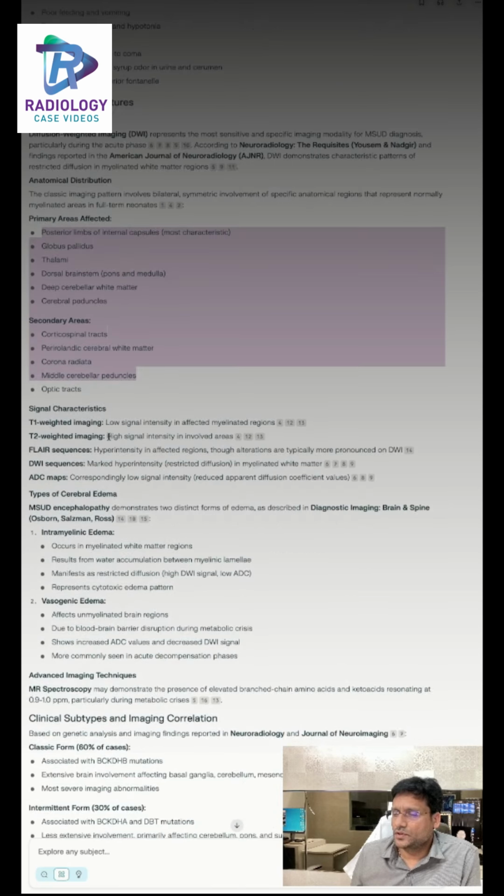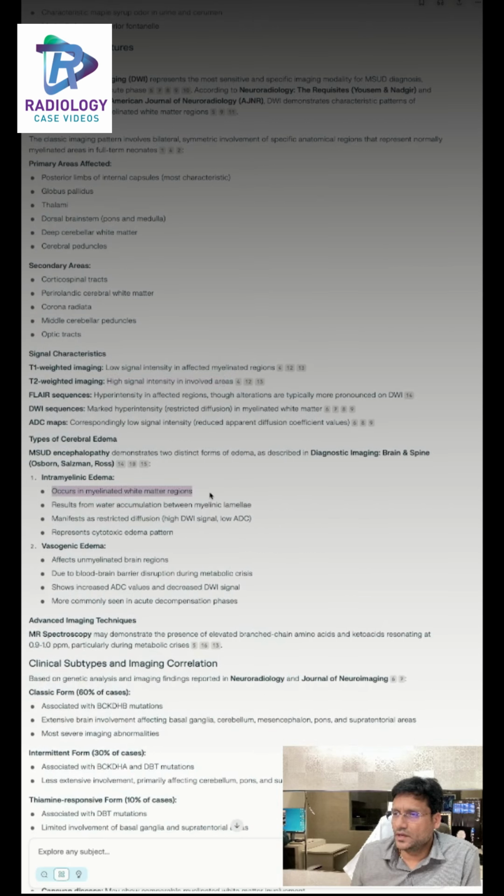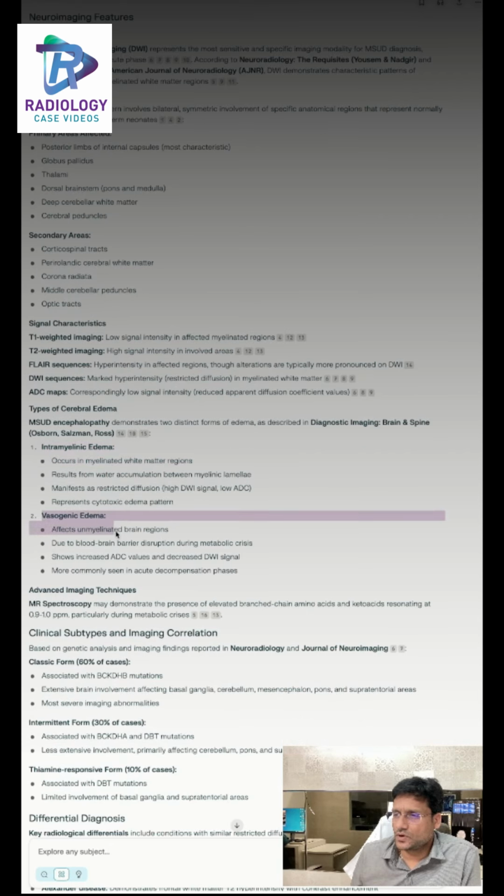And on T2, they were showing high signal intensity areas. It occurs only in myelinated areas. So this is intramyelinic edema. And in our case, the areas which were not affected, vasogenic edema was not seen.